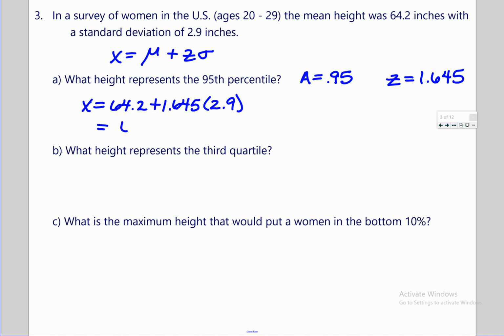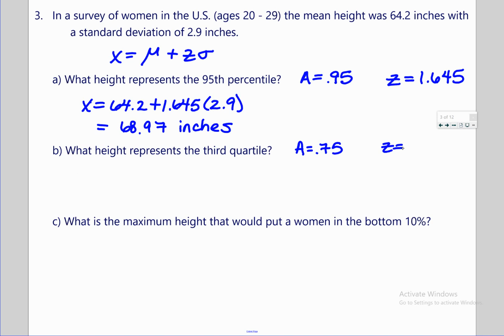And we're going to get 68.97 inches. Okay. All right. What height represents the third quartile? If you're in the third quartile, what percent of the data is below you? 75%. So we need to know that. First quartile would be what? 25. Okay. So hunt in here for 75%, as close as we can get to 0.75.